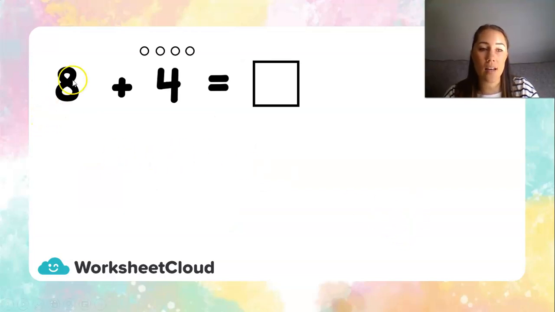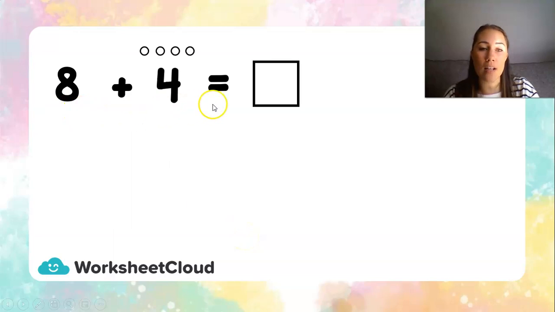We have 8 plus 4. Now, when we write this sum, we always need to write it equal to a block. And that block just means the same as a question mark. I don't know what the answer is, but I'm now going to work out that answer, and then I'm going to tell you at the bottom what my answer could be.